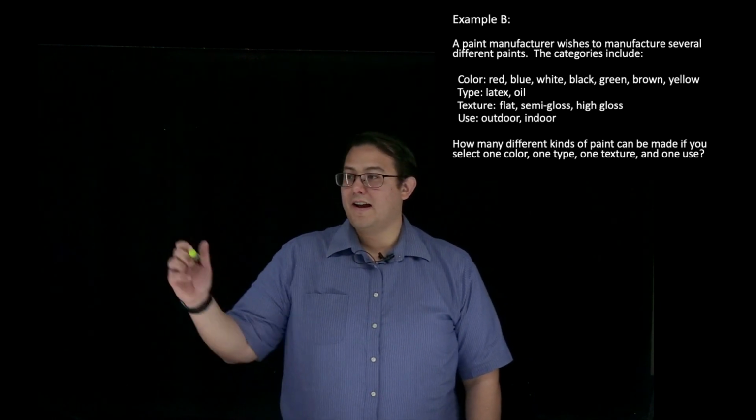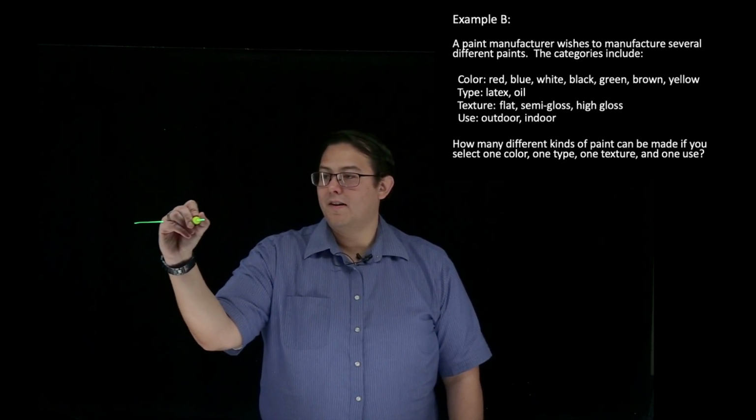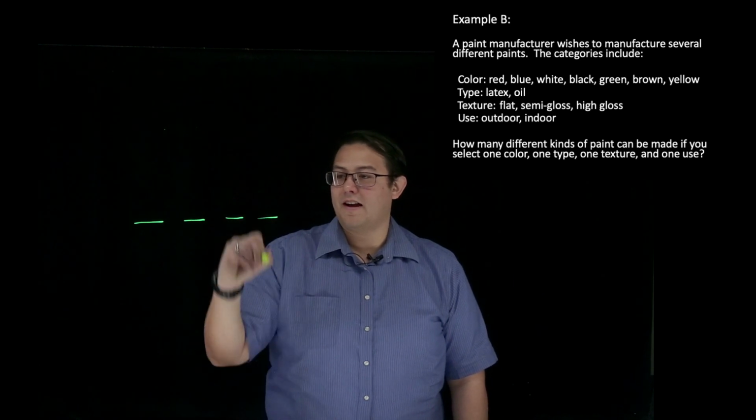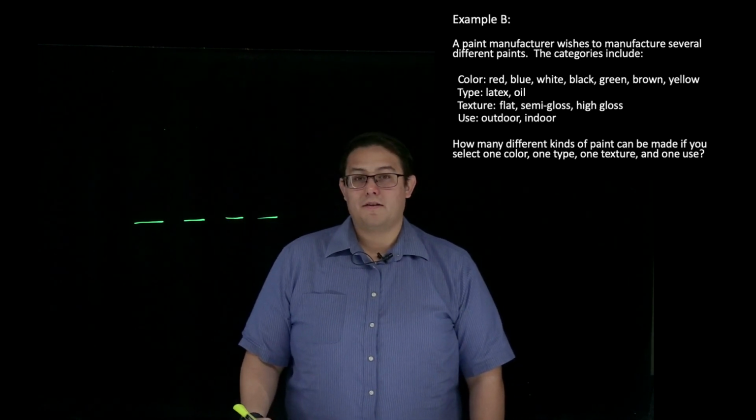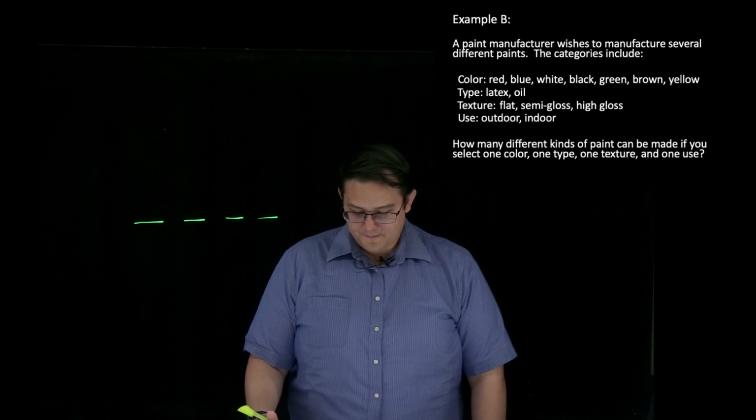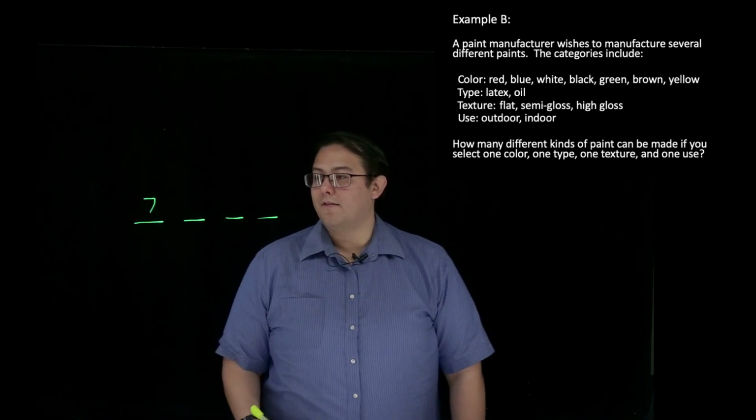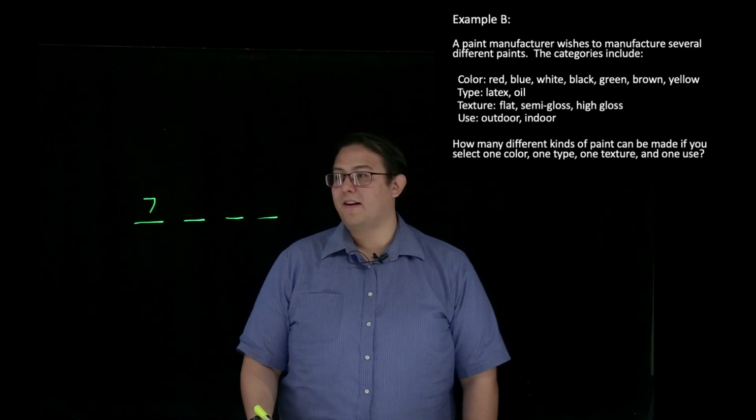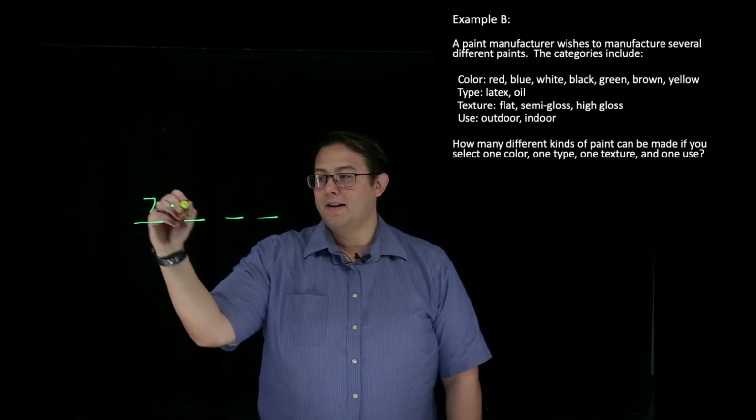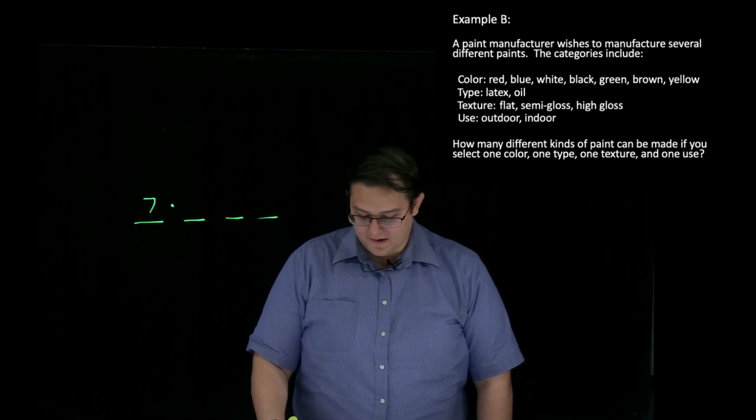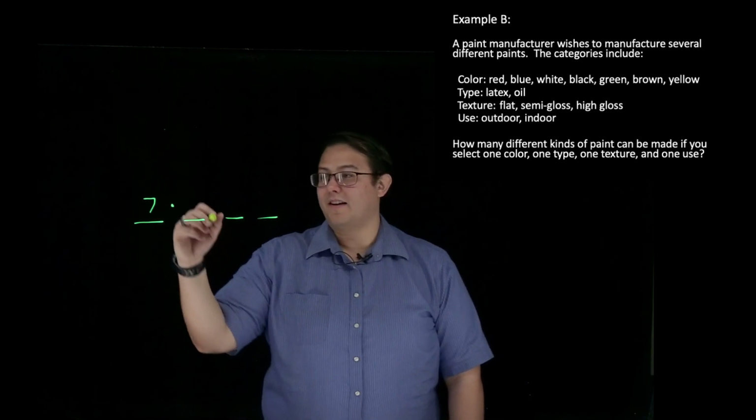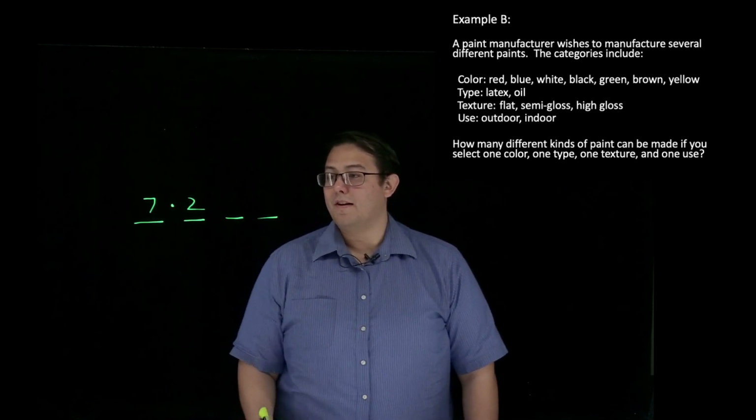So since there are 4 categories, we're going to put 4 little lines down here to represent each category. So our first category was the color, and there are 7 different colors. So we put a 7 here for the first one. And since we're using the fundamental counting rule, we're going to be multiplying. And we multiply by the number of types. And there are 2 types, latex and oil. So we put a 2 there.